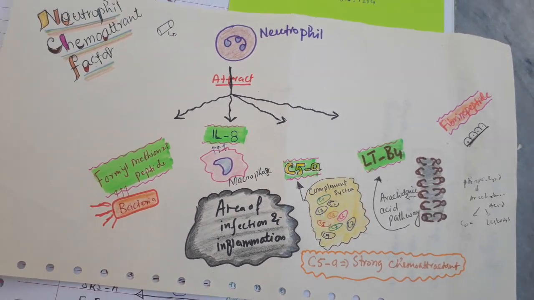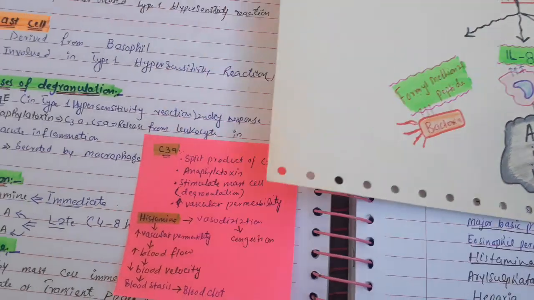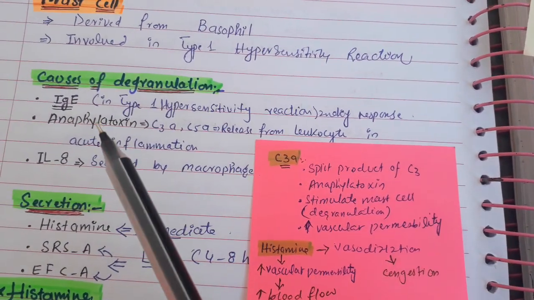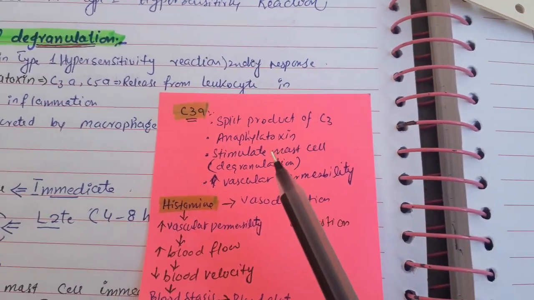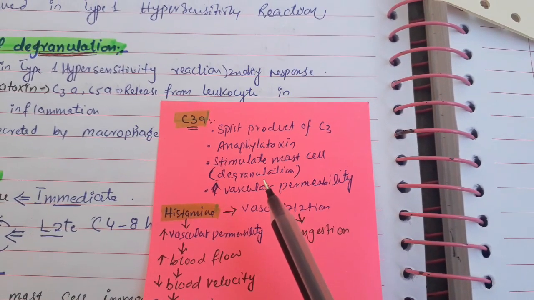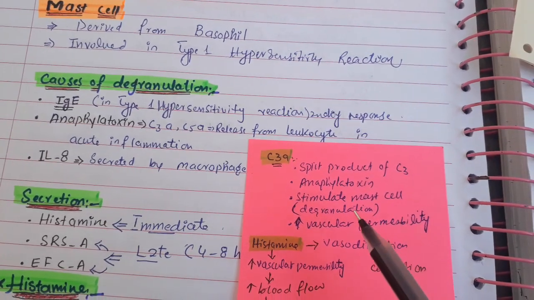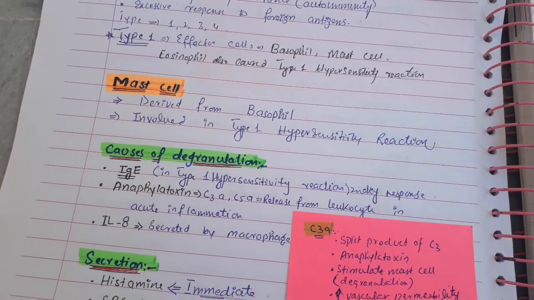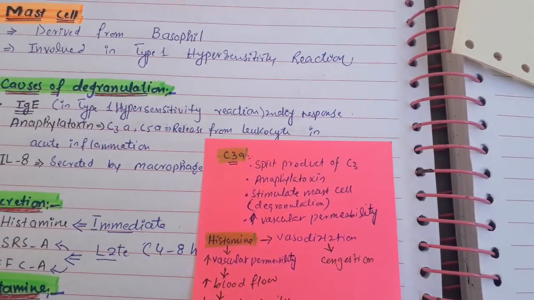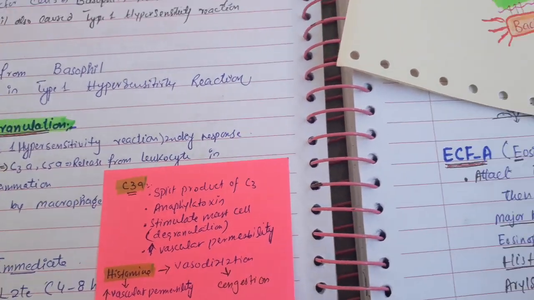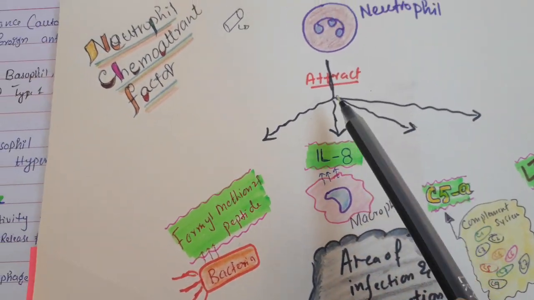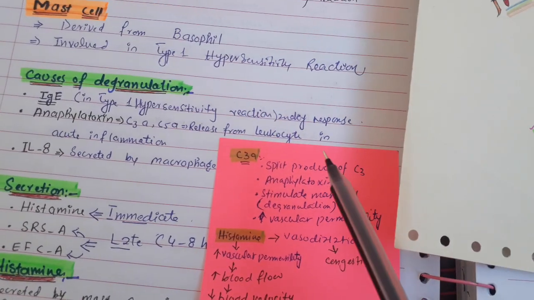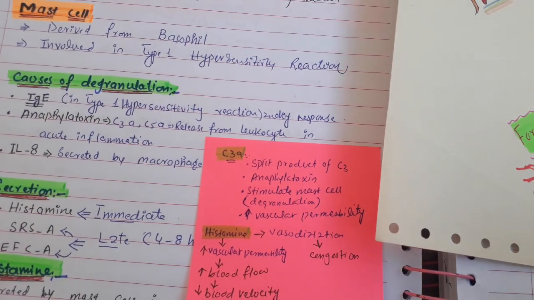Now you have to remember another thing: C5a and C3a are anaphylatoxins. Anaphylatoxin means they stimulate mast cell degranulation, and after mast cell degranulation there will be secretion of histamine, which leads to type 1 hypersensitivity reaction. So C5a is also a neutrophil chemoattractant. C5a together with C3a, they are anaphylatoxins.